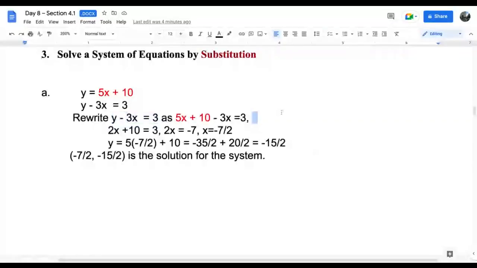Now let's see this one. So we want to substitute 5x plus 10 for y. All right. So we want to rewrite this as y equals 5x plus 10.